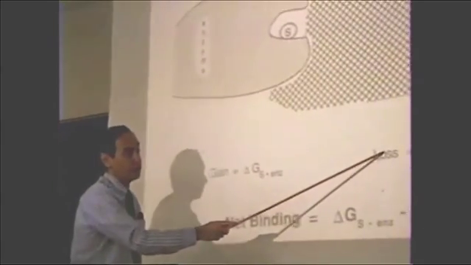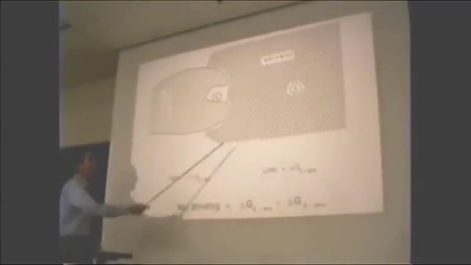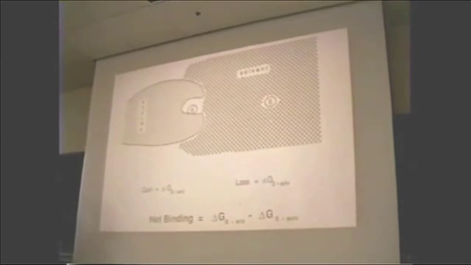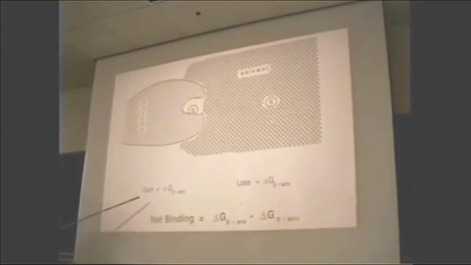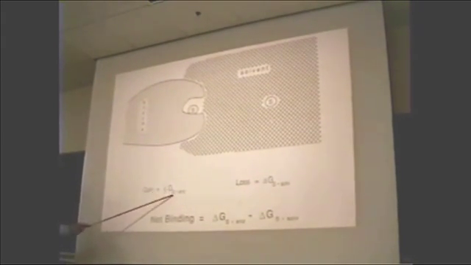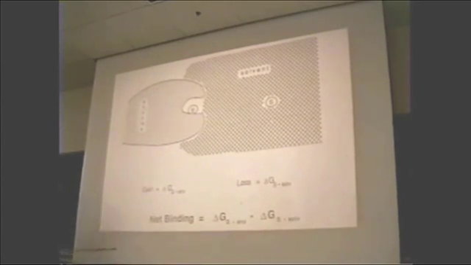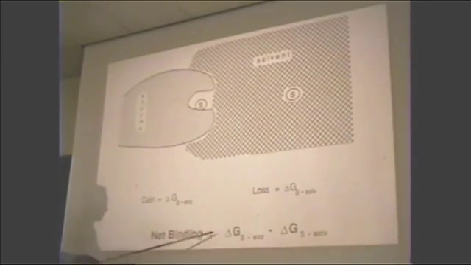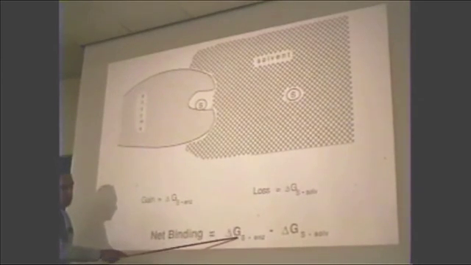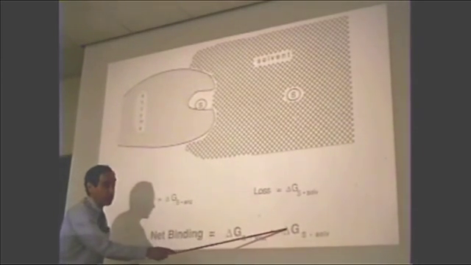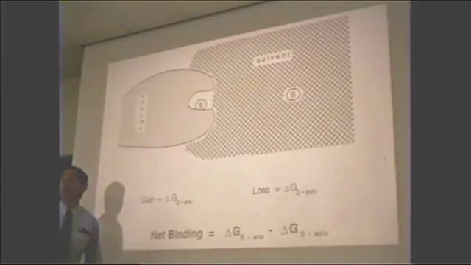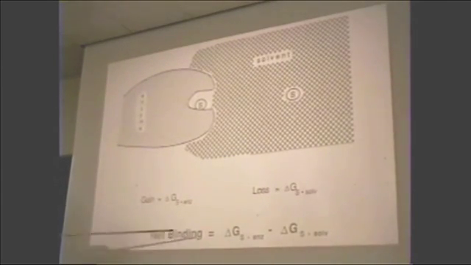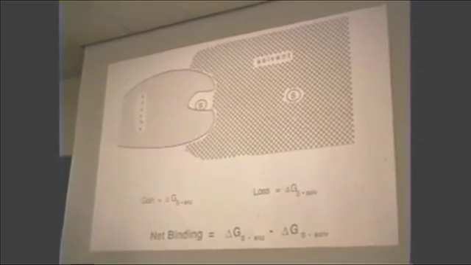So that is your loss right there, delta G S solvent, okay? And then you put it in the active center of the enzyme, and you recoup this free energy lost, and then some, and that is your gain, delta G S enzyme. And that means that the net binding energy that's actually being utilized in catalysis is the difference between the Gibbs free energy of binding of the substrate to the enzyme and the Gibbs free energy of binding of the substrate to the solvent, okay? Now, if you take a look at this very simple equation, it tells you something that's actually quite profound.